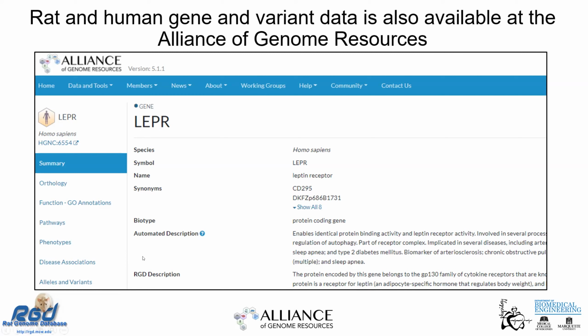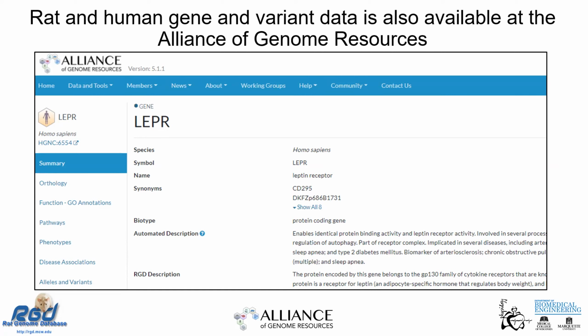And then we're actually the ones that submit the human data to the Alliance. And so it gives us credit for this description, which is very nice, but this is actually the description that comes from RefSeq. So we include the RefSeq definitions where they exist for genes in our submission to the Alliance.